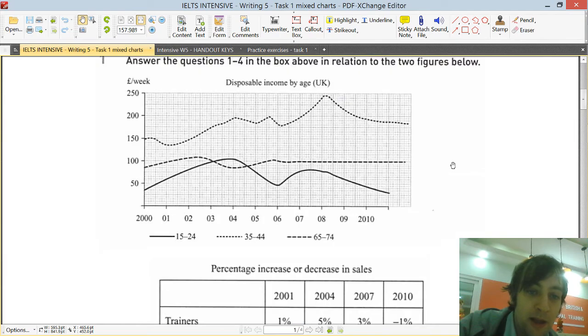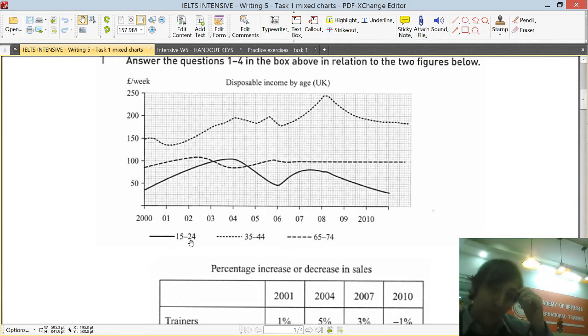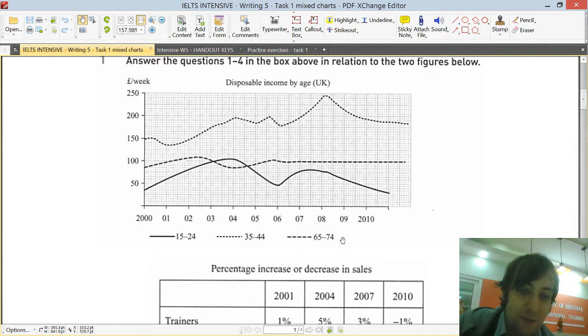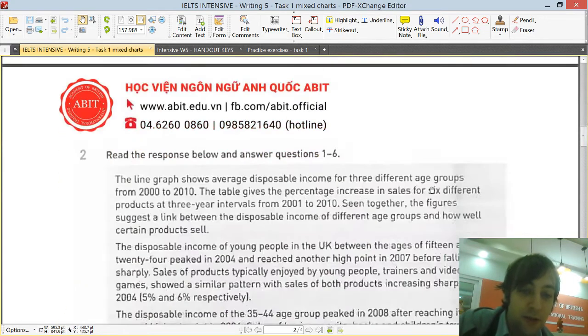So I would probably do my first paragraph about the 35 to 44 year old age group, because they have the most dynamic graph. You know, they have the biggest drops and the biggest heights. And also you could talk about business suits, children's toys and books within paragraph number 1. I would then talk about the 15 to 24 year olds and the 65 to 74 year olds in paragraph 2, because the figures are, I would say, slightly less interesting, especially for the 65 to 74 year olds. I would probably just include that at the very end of paragraph 2, or perhaps I would actually just mention that in paragraph 3, to be honest.